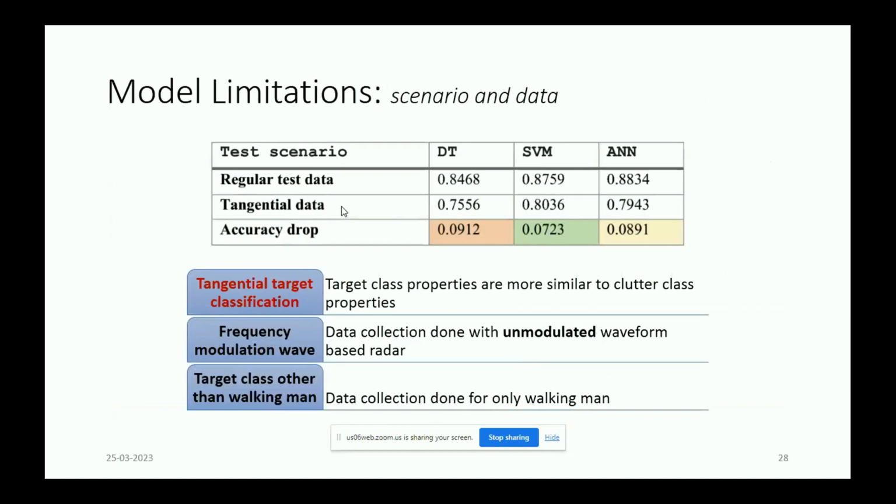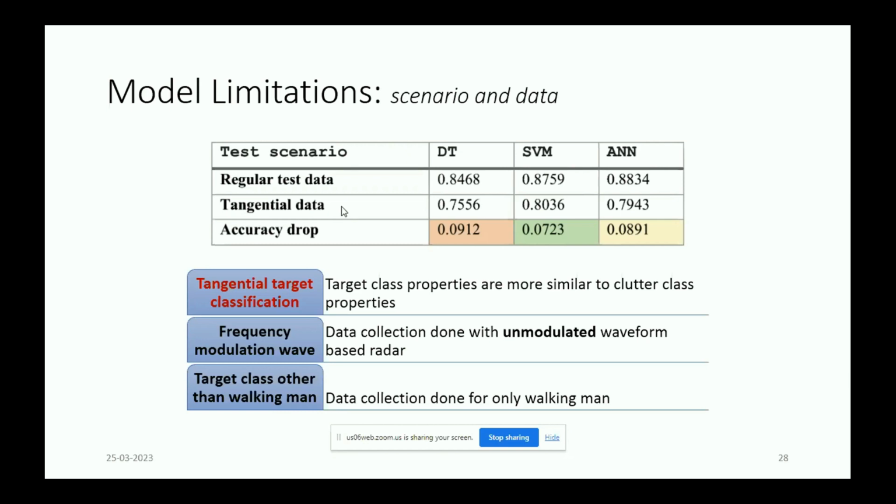So this is the model limitation which we were trying to find out from our tangential data, and we have represented in the table how much accuracy on average we got, how much we got on the regular data, and how much on the tangential data. The average accuracy drop was least for the support vector machine, and maximum for our decision tree.